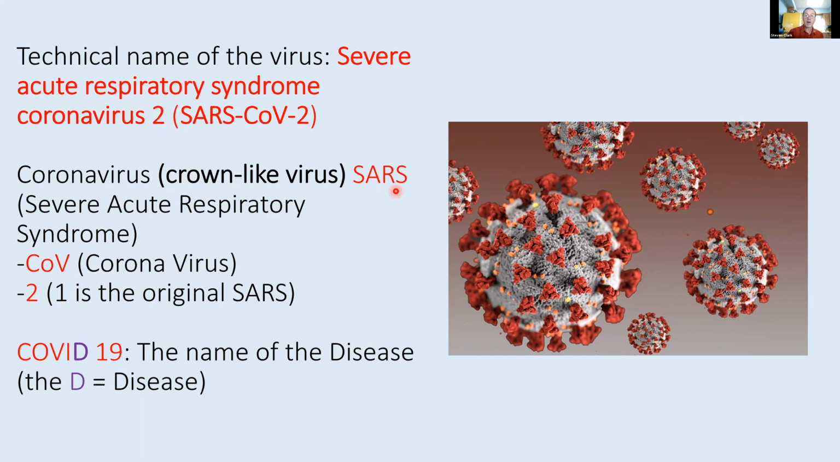The SARS is due to the fact that it can cause severe acute respiratory syndrome. So we go COV, coronavirus, and we call it 2 because there was a coronavirus 1 a few years back. And then the COVID is the disease, the illness you get from that. And it sprang up notably in 2019.